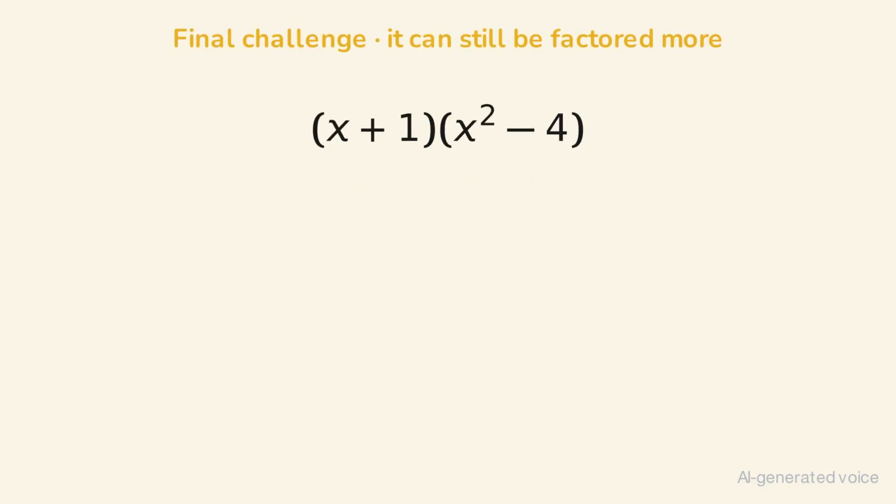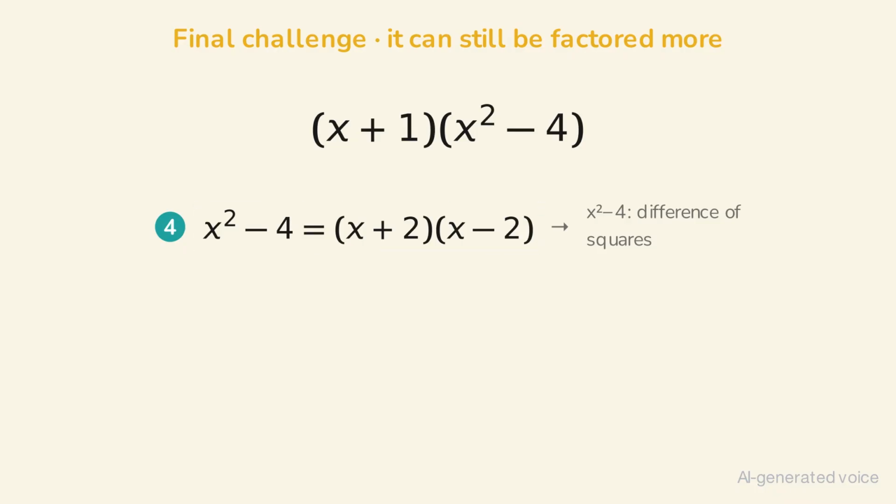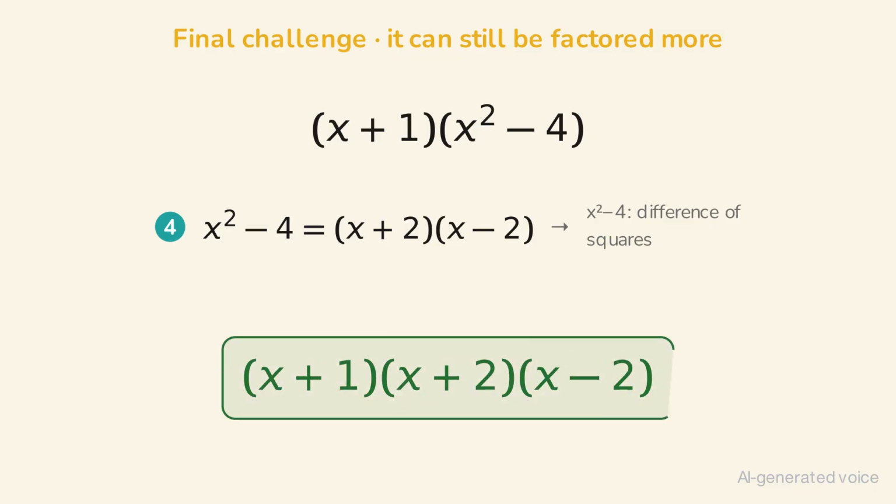But watch out, we're not done yet. That x squared minus 4 is a difference of squares, (x plus 2) times (x minus 2). So the full result is (x plus 1) times (x plus 2) times (x minus 2). That's factoring all the way, mixing 3 techniques.